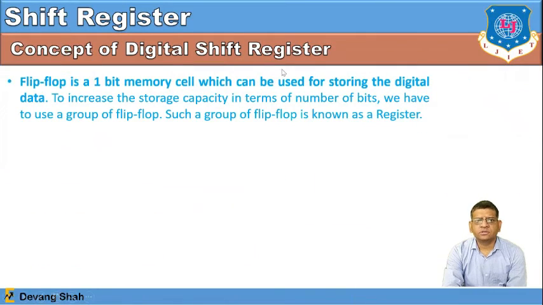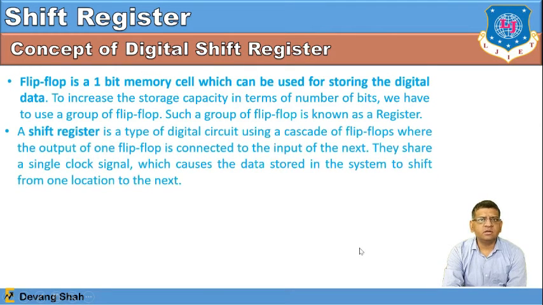First, the concept of the shift register. The flip-flop is a 1-bit memory cell which can be used for storing digital data. To increase the storage capacity in terms of the number of bits, like 4, 8, 16, 32, 64, we have to use a group of flip-flops, and such a group is known as a register. The shift register is a type of digital circuit using a cascade of flip-flops where the output of one flip-flop is connected to the input of the next. So we have to connect the flip-flops in series to make shift registers.